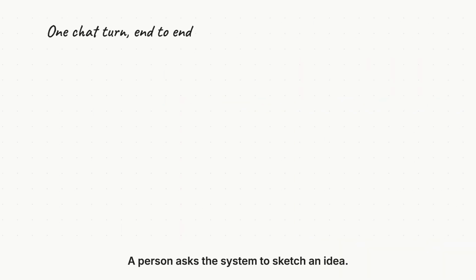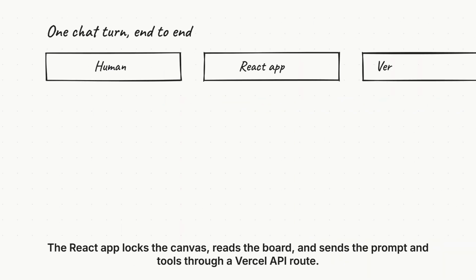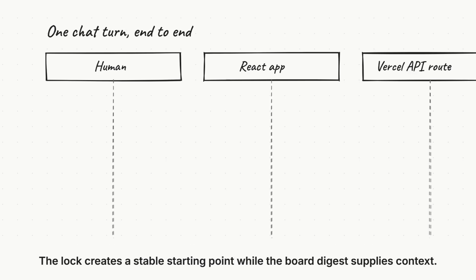A person asks the system to sketch an idea. The React app locks the canvas, reads the board, and sends the prompt and tools through a Vercel API route. The lock creates a stable starting point, while the board digest supplies context.